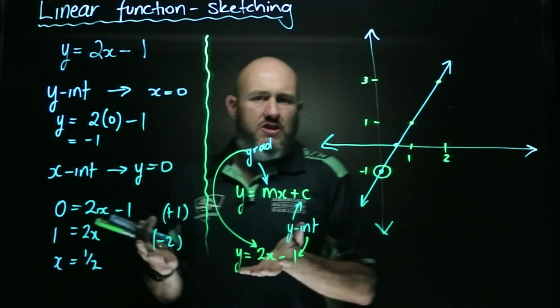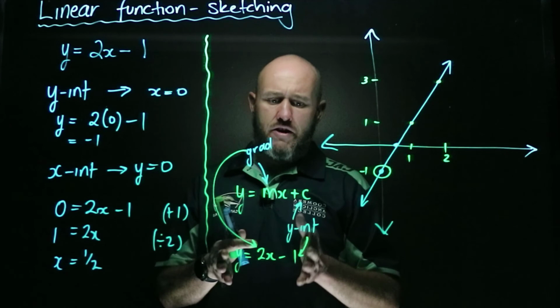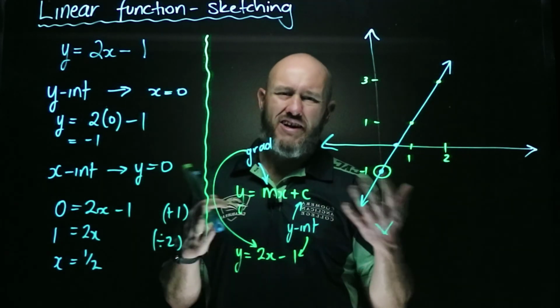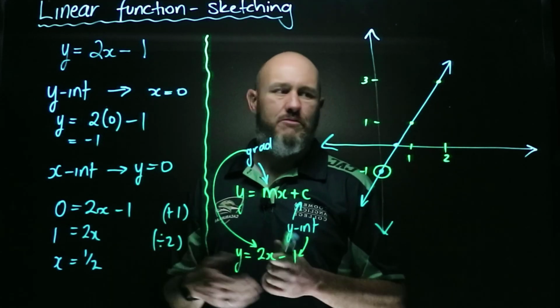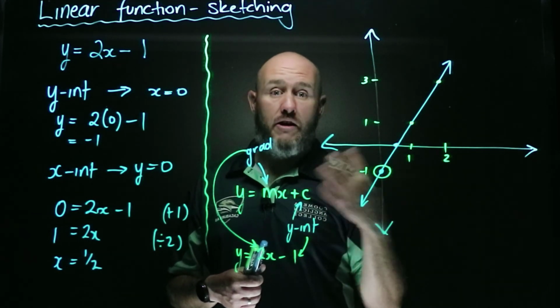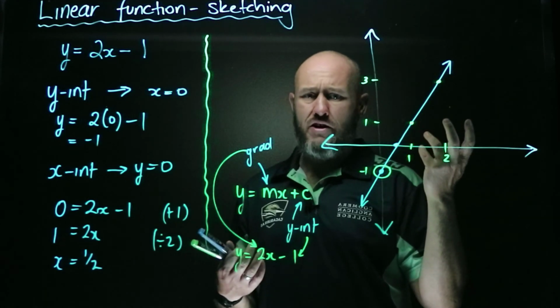You might be asked to use a specific method. Intercept method's great. This method here is pretty good, but depending on the gradient, really, it can become a bit of a hassle. And of course, just having a table of values and an understanding of how to get some data points, because you only need 2 data points. I would recommend getting 3. It gives you a checkpoint, just to make sure the third point lies on the line that you've developed.